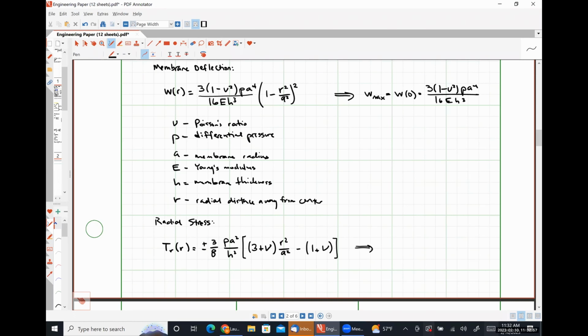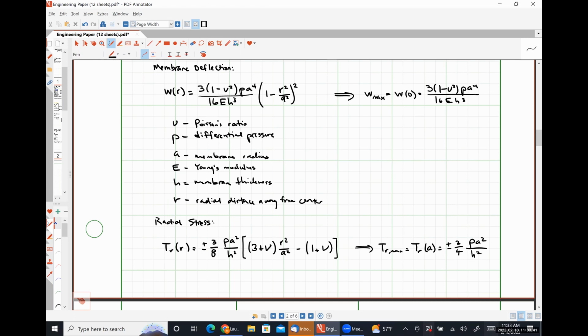Where do you think it's going to be at its maximum? At the boundaries, exactly right. So where the anchor is effectively for this structure, just like we saw in a cantilever spring and all that kind of stuff, the maximum stress occurs at the anchored boundary. So the radial stress will be at its maximum, TR max, at TR at A. And this becomes plus or minus 3/4 PA squared over H squared.